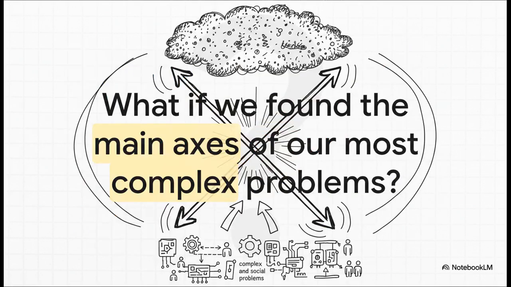Ultimately, SVD is a tool for finding what matters. It takes this messy, chaotic cloud of data and shows us the main directions, the principal axes, where the most important information really lives. And that kind of leaves us with one last big thought. If we can do this for data, what would it mean if we could find the fundamental axes of our most complex problems in science or even in society?